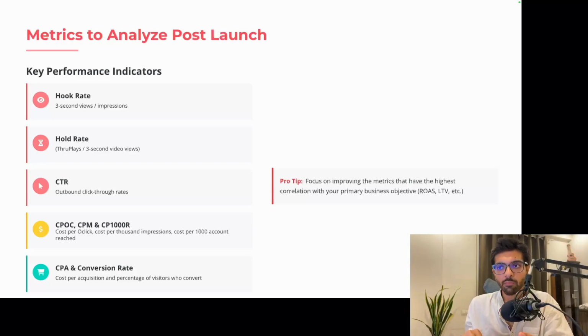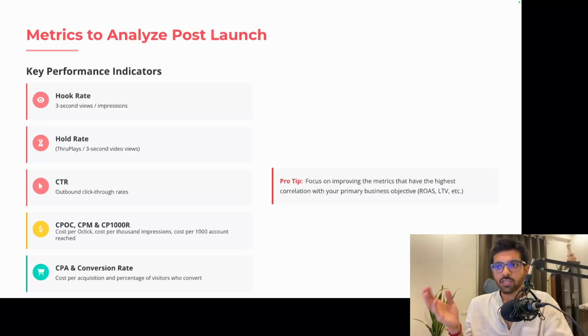Cost per thousand impressions and cost per thousand reach, right? So you need to make sure that your unique reach of that particular day is also maintained at a certain cost by the creative. This is a good metric for scaling, understanding the potential scale which you can receive from that creative.